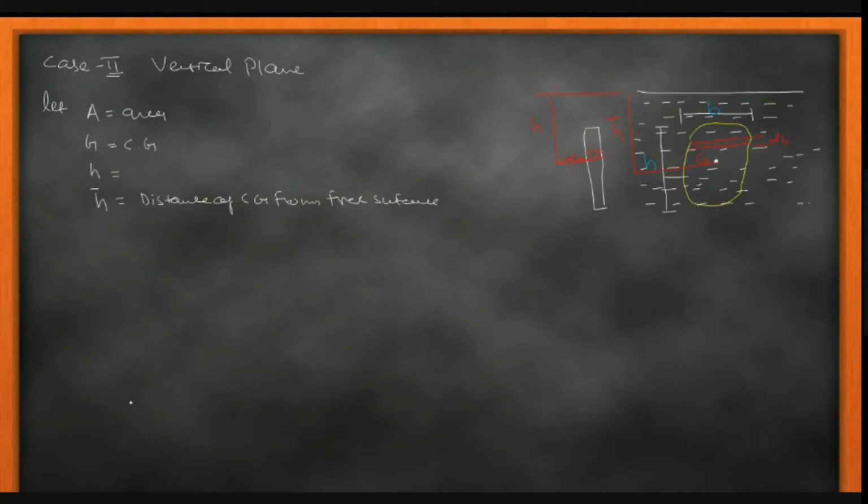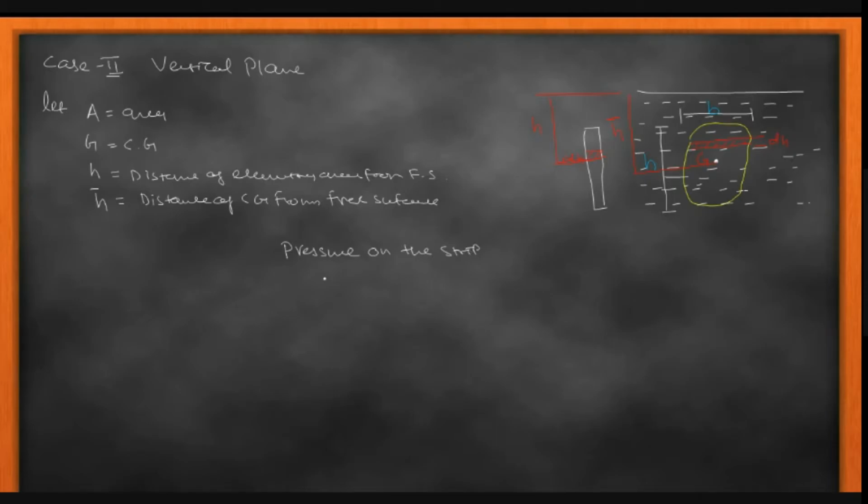Then H is the height, or the distance, of the elementary area from the free surface. dA is the area of the elementary strip. So let us consider the pressure on the strip, or the elementary area.